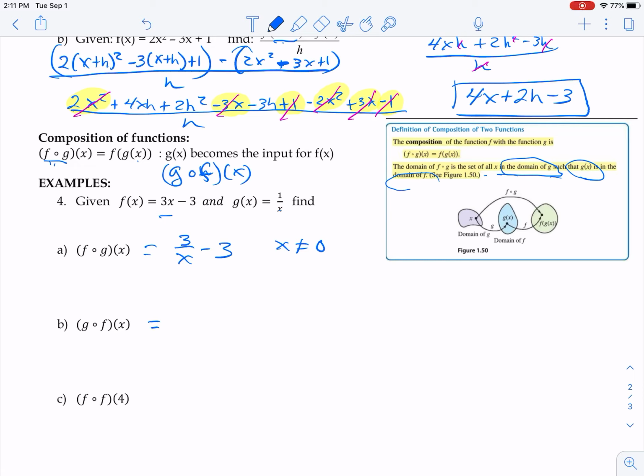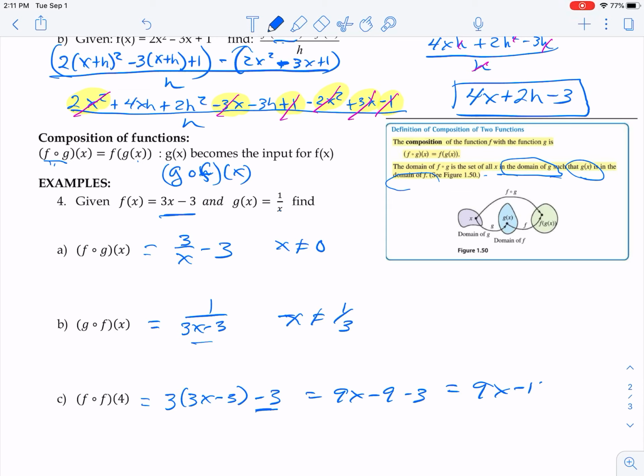Remember, the domain of this is all reals. But when I stick it in here, you have x cannot equal 1/3, because this would be untrue. When you put the function inside of itself, it's 3 times 3x minus 3, don't forget that extra minus 3, which is 9x minus 9 minus 3, which is 9x minus 12. And you plug in the 4 and you get 36 minus 12 equals 24.